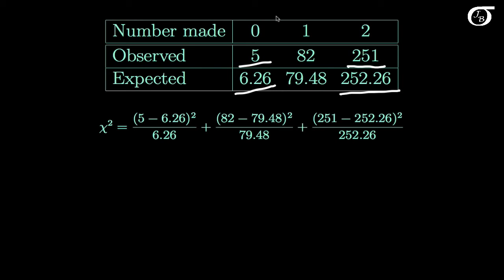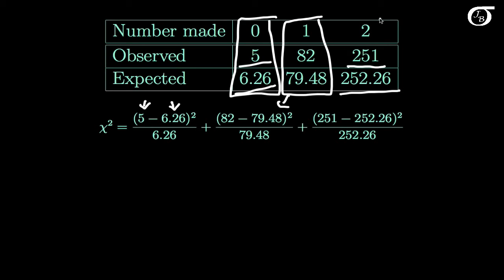To do this, once again we are going to look at each cell individually. We're going to take the observed count, 5 in this case, subtract the expected count, 6.26, square that, and divide by the expected. We are then going to do that for the other two cells as well. If we were to carry out this test statistic, we would see that the value of the test statistic is 0.34.